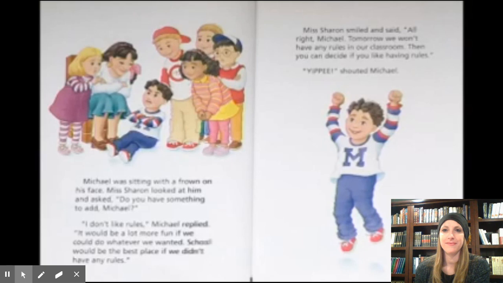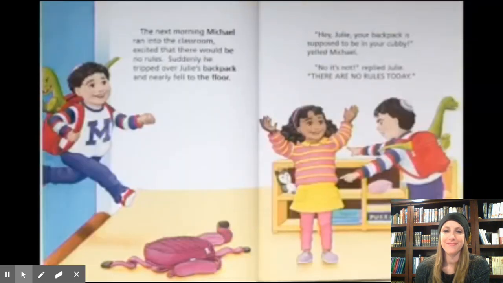Miss Sharon smiled and said, "All right, Michael. Tomorrow we won't have any rules in our classroom. Then you can decide if you like having rules." "Yippee!" shouted Michael. The next morning, Michael ran into the classroom, excited that there would be no rules. Suddenly, he tripped over Julie's backpack and nearly fell to the floor.